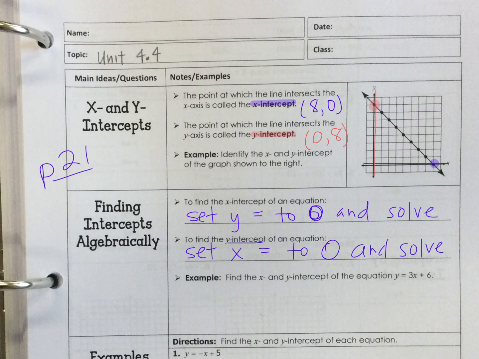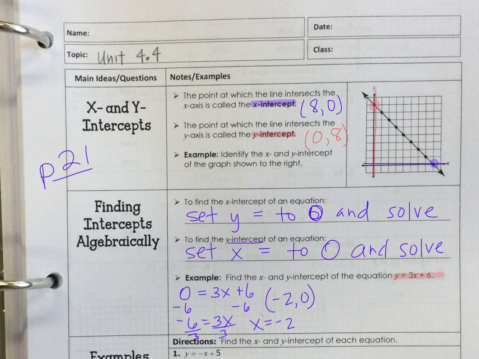All right, so an example, if I take this equation, y equals 3x plus 6, and I write it, but I make the y equal to 0. 0 equals 3x plus 6. I'm going to subtract that 6. Now I have negative 6 equals 3x. Divide by 3. X equals negative 2. That means if I were to graph this, it would cross at negative 2, 0.